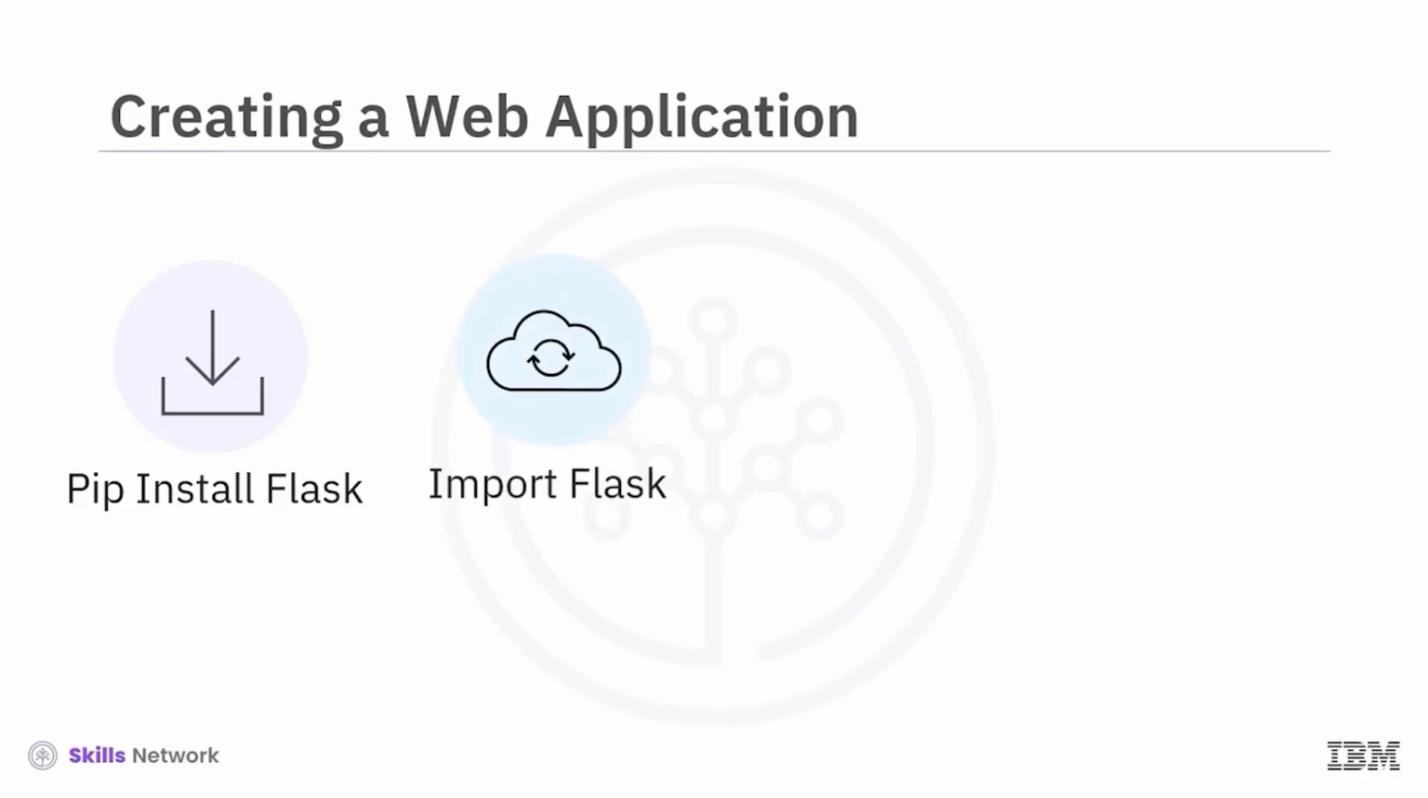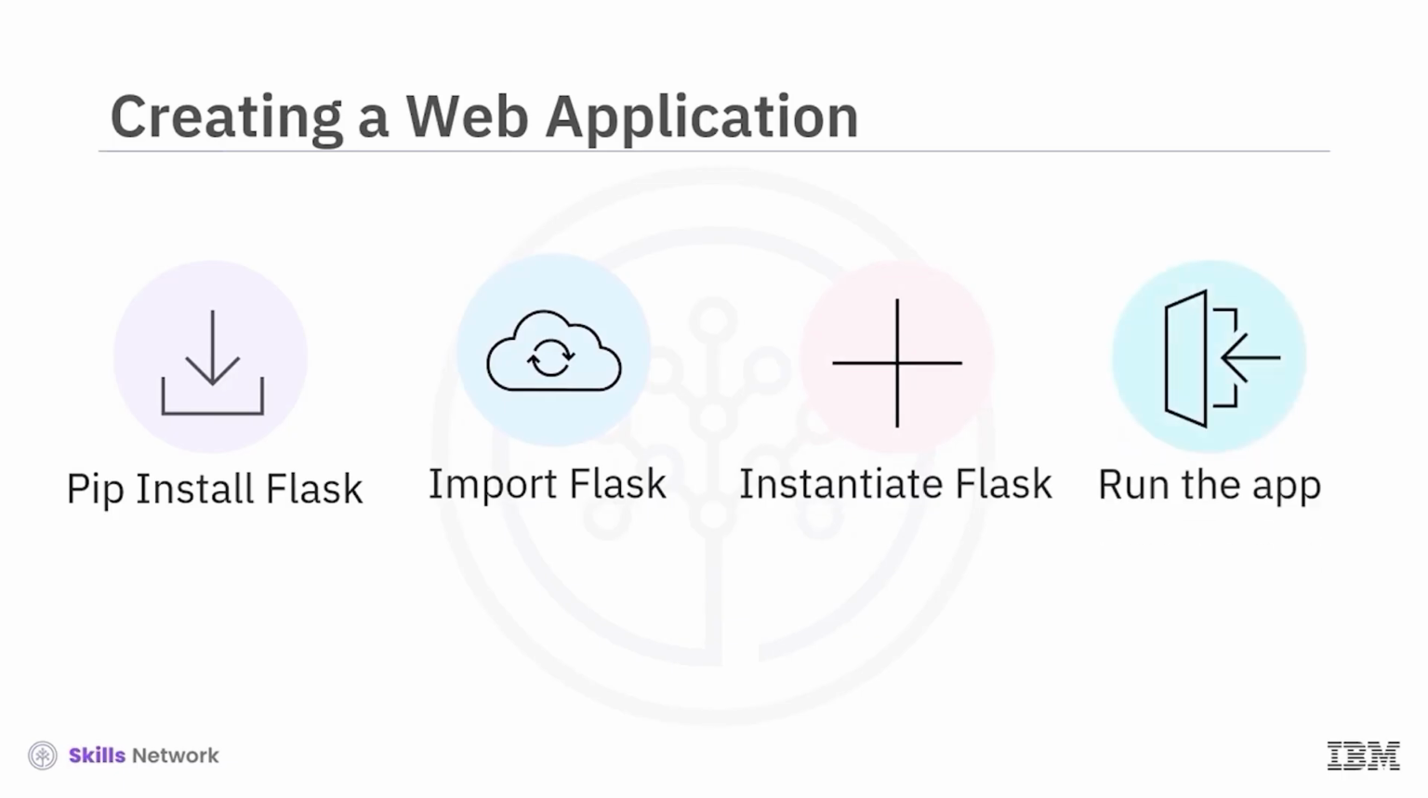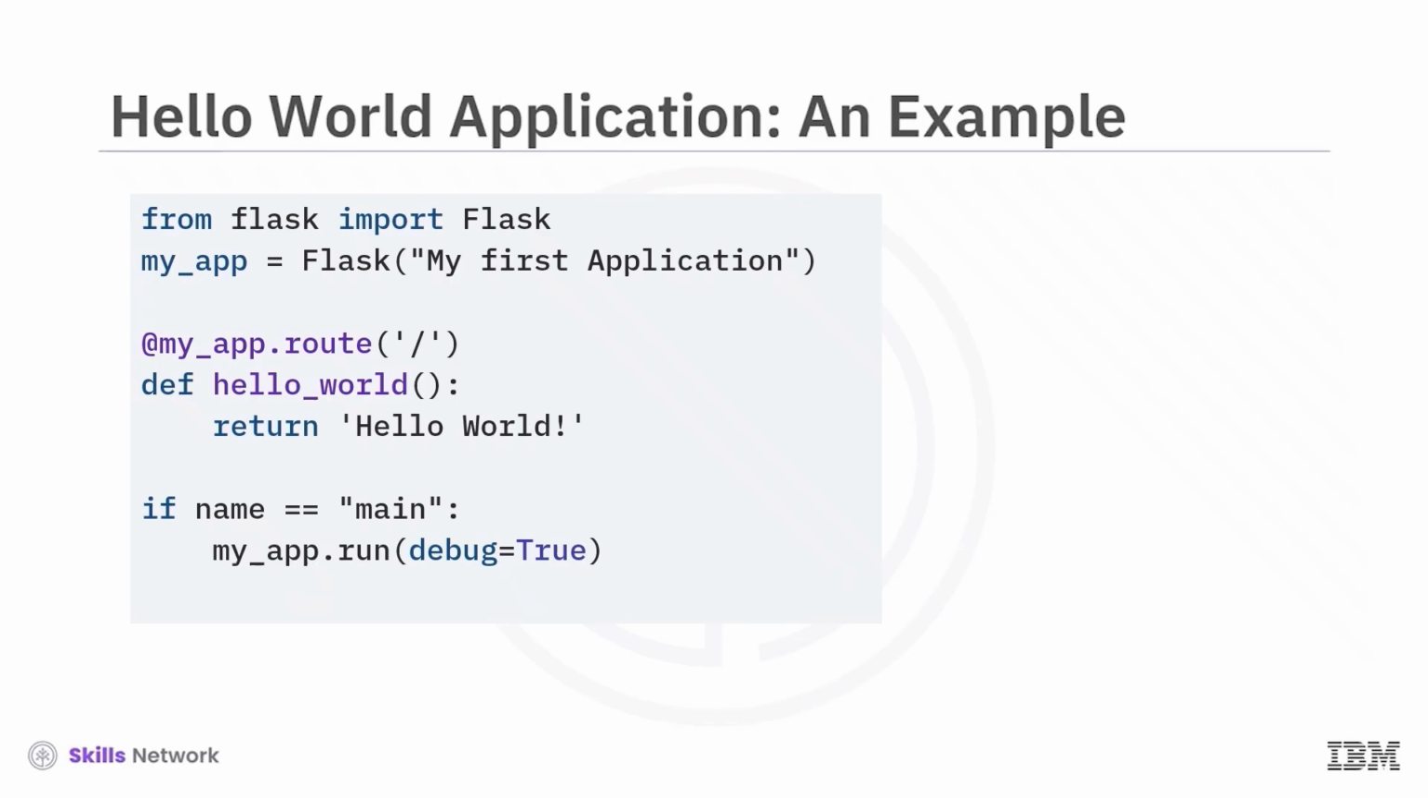Next, import the Flask package, instantiate the Flask class, create a web application, and then run the application. For the purposes of demonstration, let's look at the web application that returns a Hello World string as a response to a GET request.